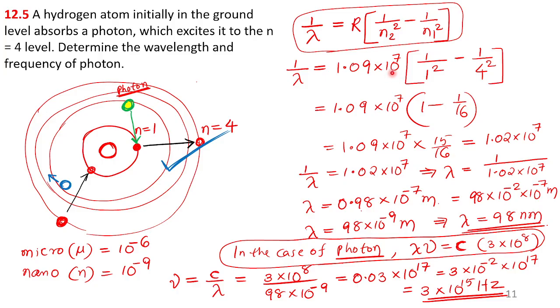1 by n1 square minus 1 by n2 square. The order of the subtraction, you need not worry. Please keep in mind that whatever order you write, the number should be positive. Suppose you write 1 by 4 square minus 1 by 1 square, no need to worry. If there is a negative sign, you just reject it. So the order of the subtraction, you need not worry.